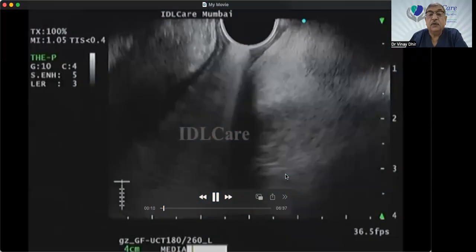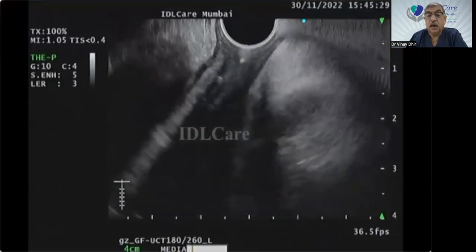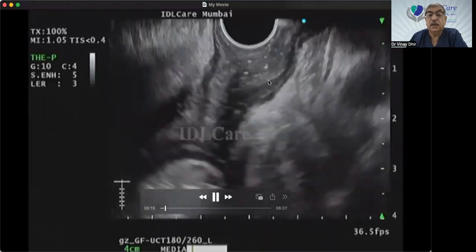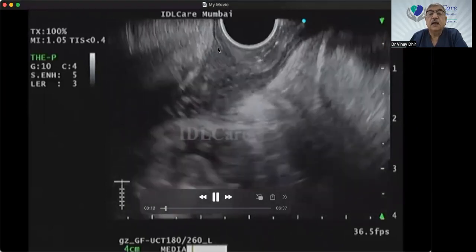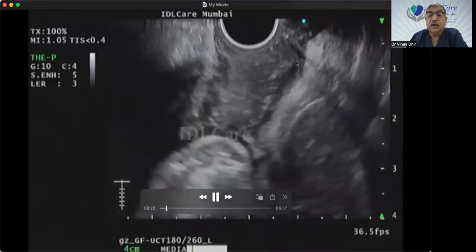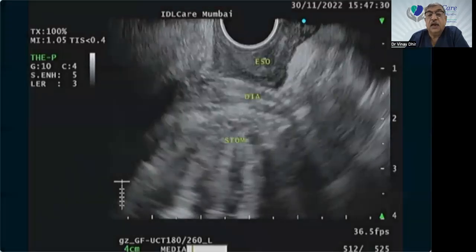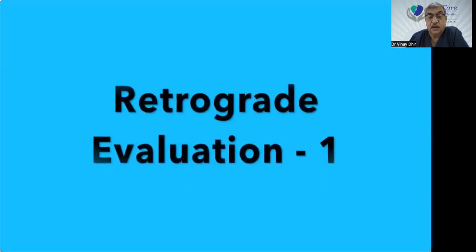Now let me show you some examples of how we do it. So this is, I'm going down from the carina, and you can see there are two layers here. See this? So this is the esophagus. We are in the esophagus. You can see the muscularis propria. And now here you see this is the diaphragm. So above is the esophagus. Below is the fundus. This is the diaphragm. So this is a nice view of where exactly the GE junction is.